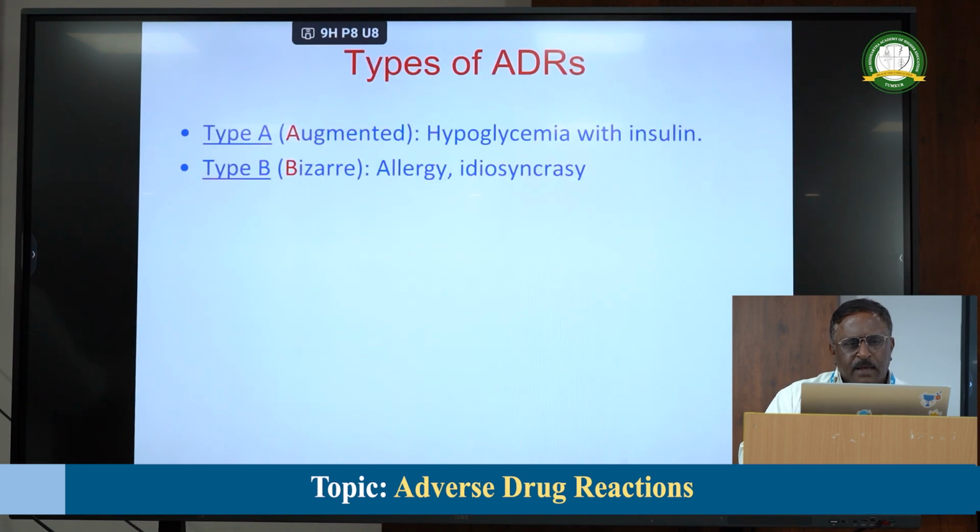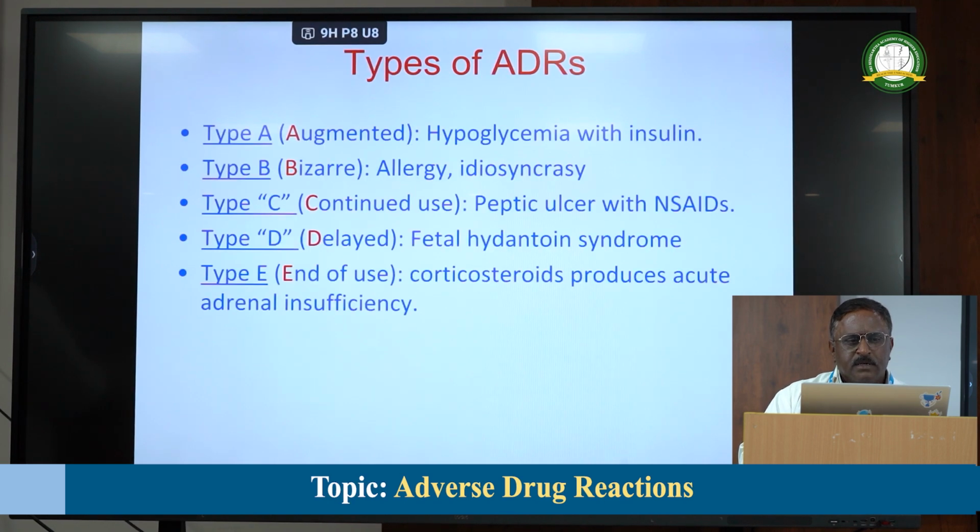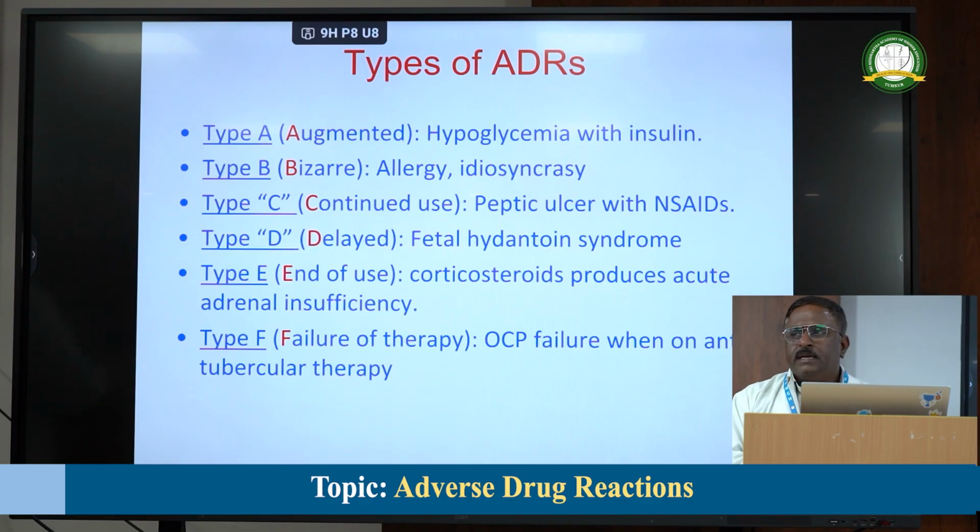So, what are the different types of adverse drug reactions? We can remember them like A, B, C, D, E, F. Type A reaction is also called augmented reaction. An example is hypoglycemia that occurs with a dose of insulin. Here the person, when given insulin, may experience hypoglycemia immediately. It is generally a dose related phenomenon, where an increase in the dose can cause a reaction.